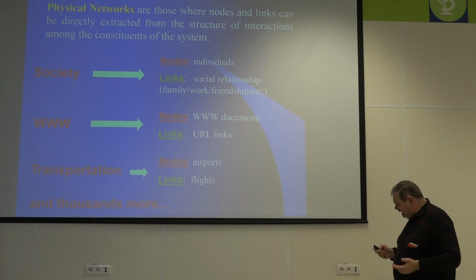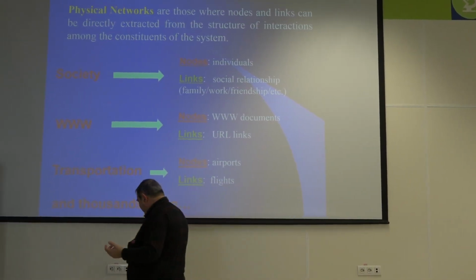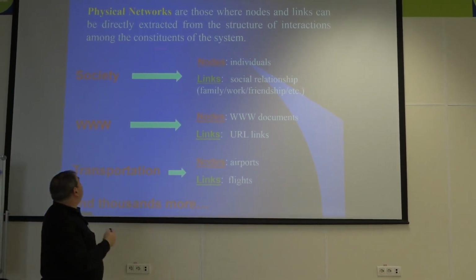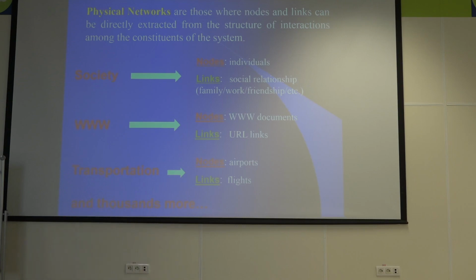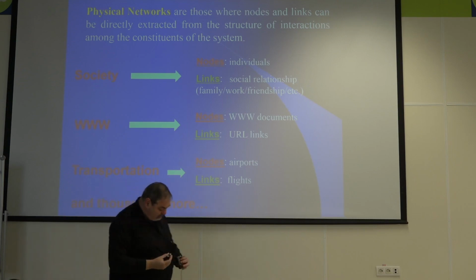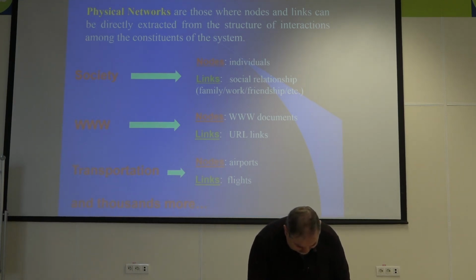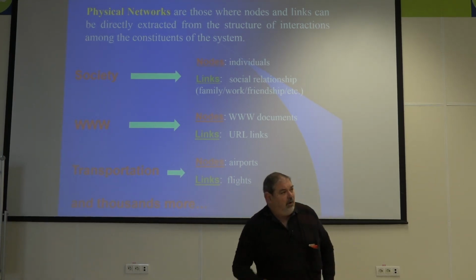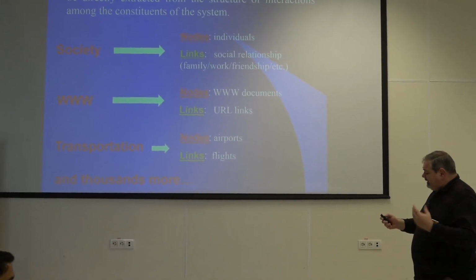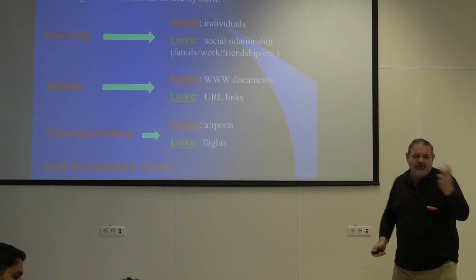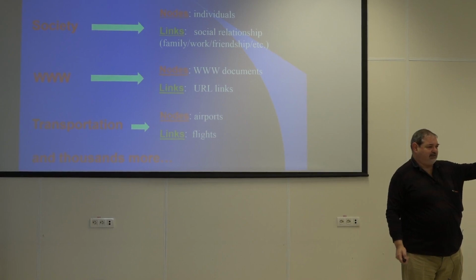So what are physical networks? Physical networks are networks which represent those cases in which, let's say, links and nodes are very clear. What does it mean that links and nodes are very clear? The system itself gives you indication on what the nodes are and what the links are.